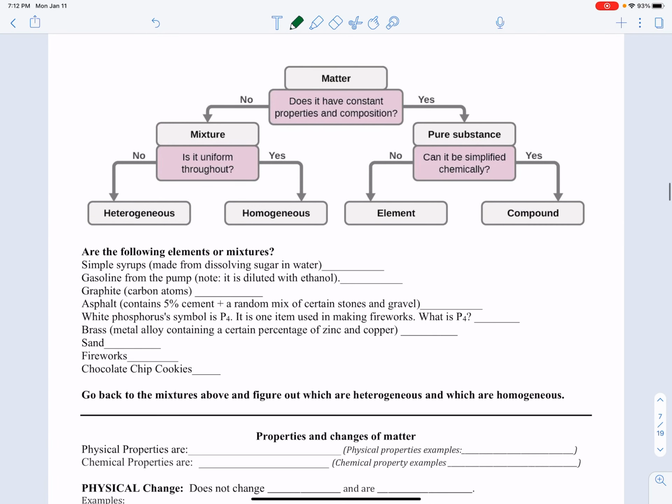This is a flowchart. If you like flowcharts for working through information, this is great. Does it have constant properties and composition? If you say yes, then you're looking at something pure. It doesn't have anything else added to it. Can it be simplified? If it can, then it's a compound. A compound like NaCl you can break apart into Na and Cl. But an element like just Na, you can't break any further. And then you ask, is it a mixture? Is it uniform throughout? If it is uniform throughout, then it's homogeneous. If it is not uniform throughout, then it's heterogeneous. So go ahead and answer these questions.